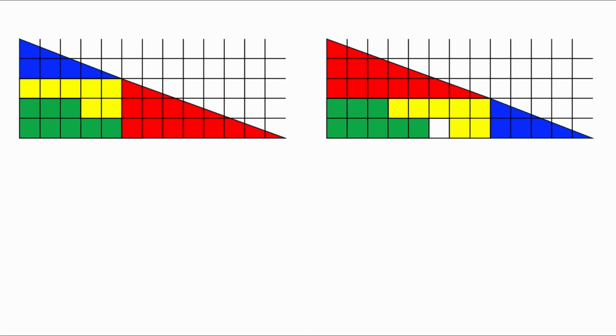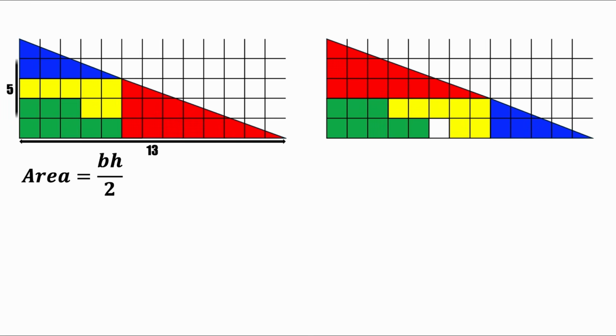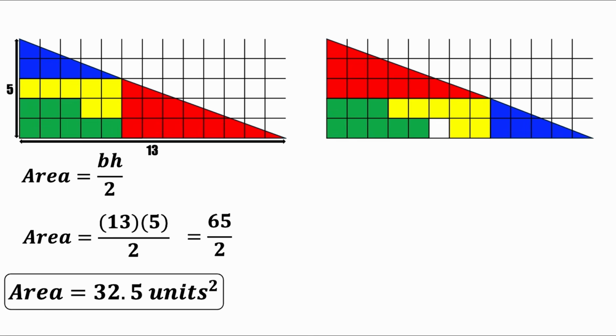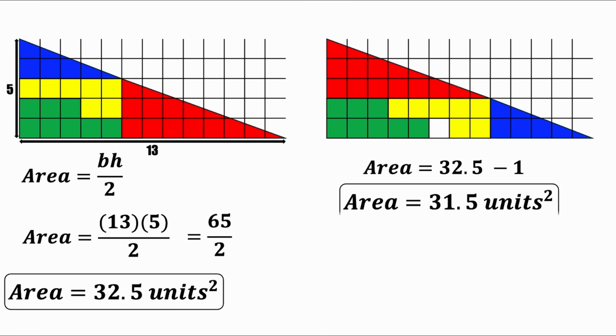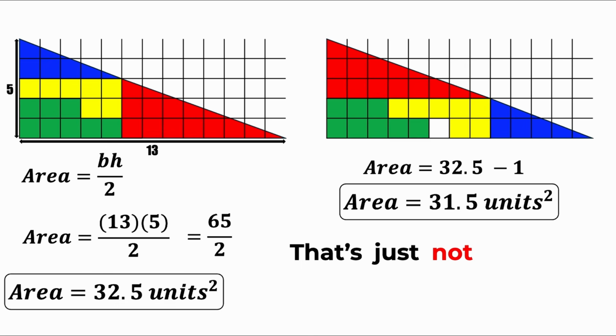If I take the area of the triangle on the left, that area is equal to base times height divided by 2. The base is 13 and the height is 5. And therefore, the area of this triangle, when I do all of the math, is going to simplify to 32.5 units squared. And so this means that the one on the right is just going to be 32.5 minus 1, which is 31.5 units squared, but since they're made out of the same shapes, that's just not possible.